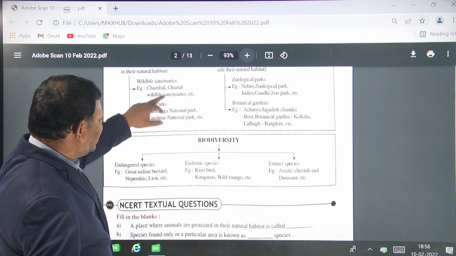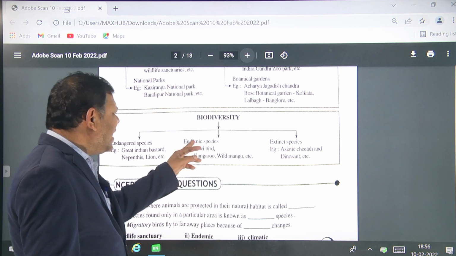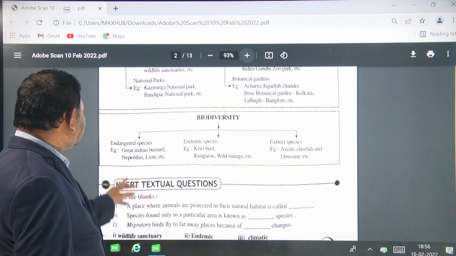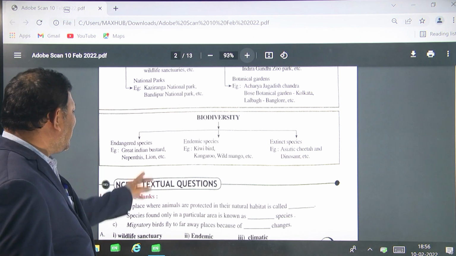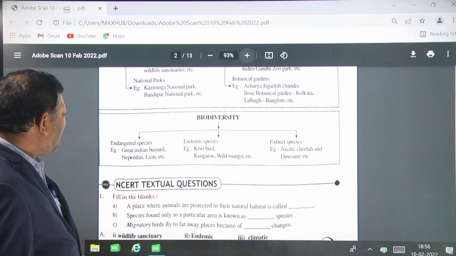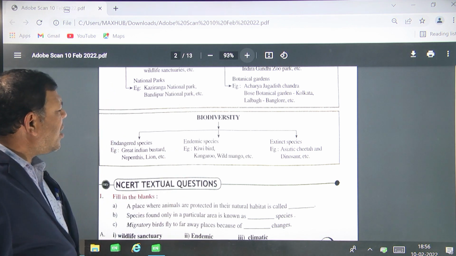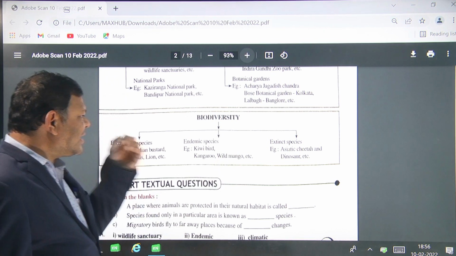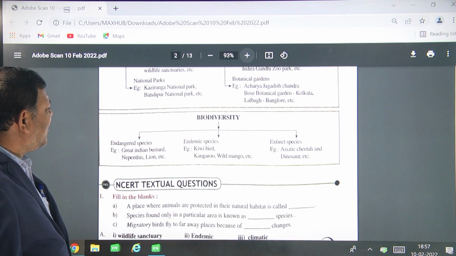And biodiversity: endangered species, endemic species, extinct species. Endangered species examples: great Indian bustard, Nepenthes, lion. Endemic species: kiwi bird, kangaroo, wild mango. And extinct species: Asiatic cheetah and dinosaur. These are the examples of the biodiversity of the extinct species.